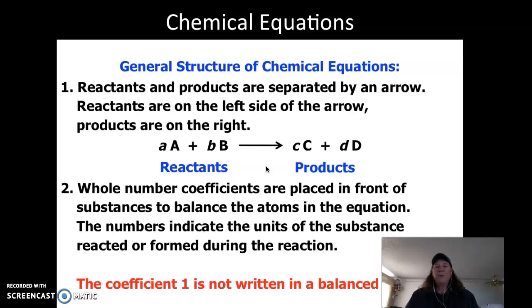Okay, we don't have to write ones. Okay, if you don't need more than 1 mole of that substance, you don't have to write a 1. But if you need 2 or 5 or 25, you have to put that number right here. Okay?